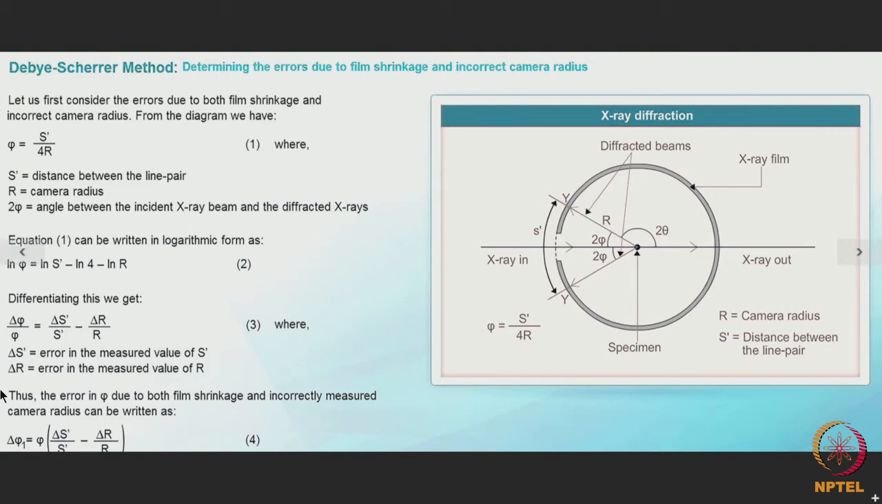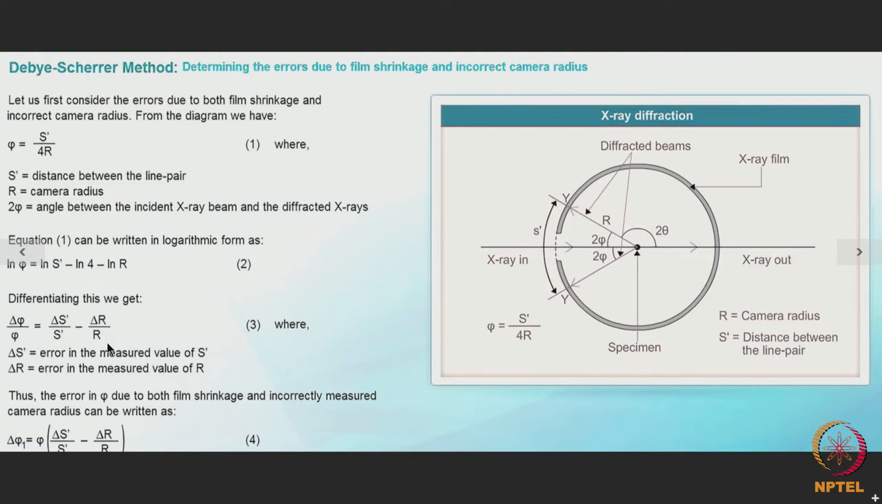Therefore, the error in phi due to both film shrinkage and incorrectly measured camera radius can be written as, from this equation 3, delta phi 1, the error due to these two reasons, will be equal to phi times delta S prime by S prime minus delta r by r. So, from this equation we can find out delta phi as phi into this quantity.